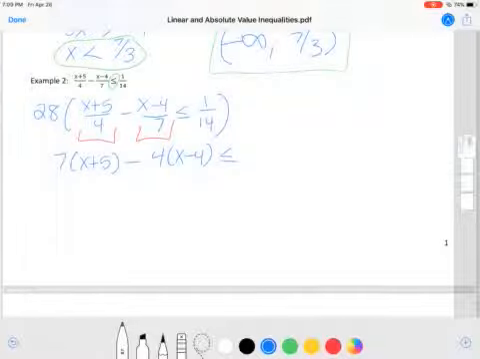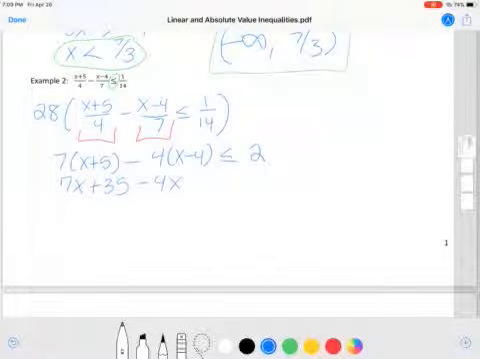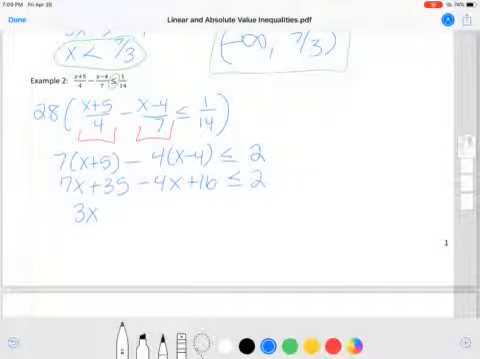And then when I look at the last term, the 1 over 14, the 14 goes into 28 twice. So I'm left with the 2 times the 1 on the top, which is just 2. So now I can go ahead and distribute. So I have 7x plus 35 minus 4x plus 16 is less than or equal to 2. I can combine my like terms. So I have a 3x, and then the 35 and the 16 give me a 51. And then I'm still left with less than or equal to 2.